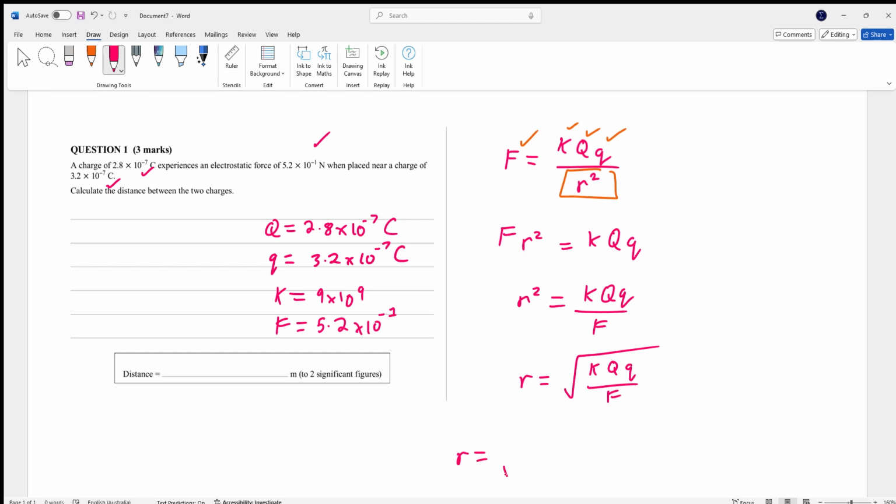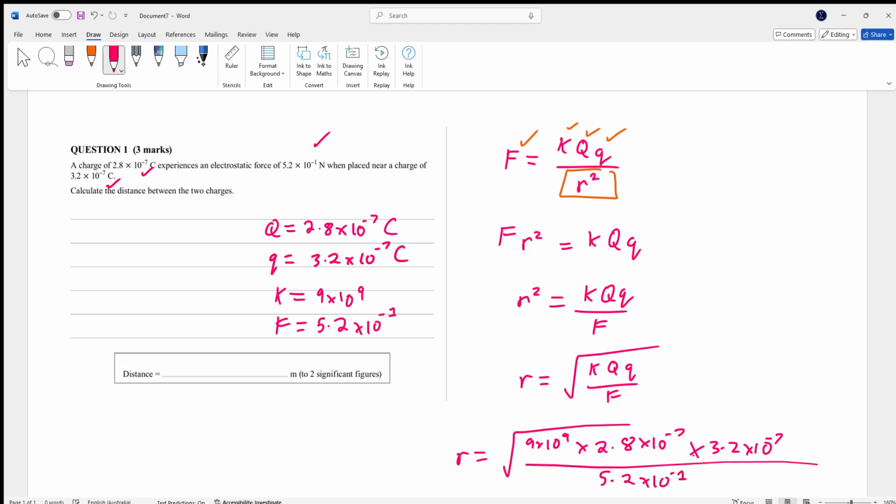So the distance is going to be the square root of Coulomb's constant, which is 9 times 10 to the 9, times the charge, which is 2.8 times 10 to the negative 7, times 3.2 times 10 to the negative 7, divided by the force, which is 5.2 times 10 to the negative 1. Make sure this is all under the square root and all in one step, because if you miscalculate here, you probably won't get that final mark, and it depends if you round it correctly to two significant figures. So here I'll just chuck it into my calculator.